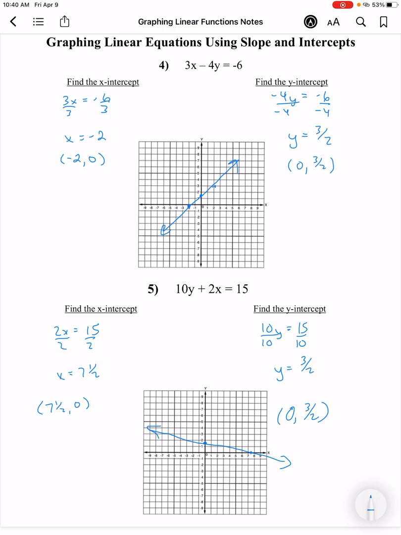So just a couple of different ways to do it. You can always change any equation to slope-intercept form if you want to graph it that way. But again, if it's in standard form, you could just find the zeros.